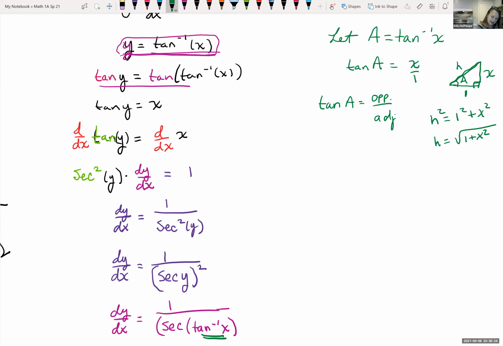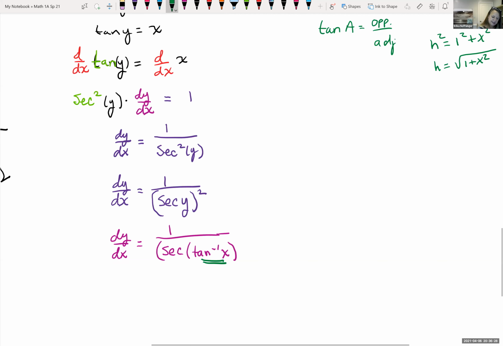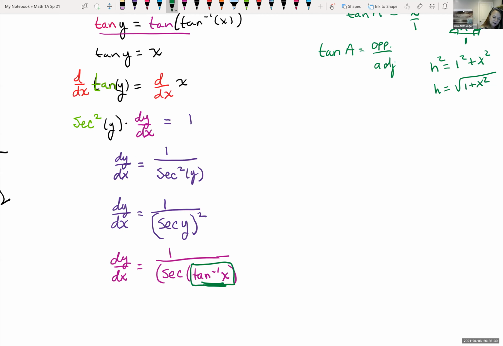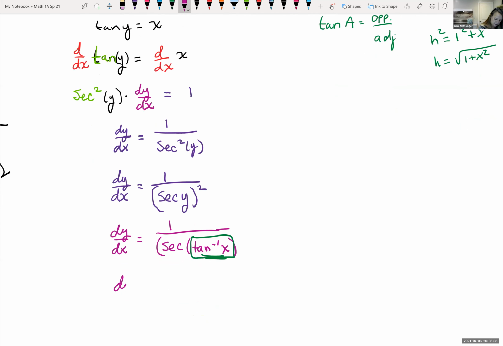And so I can go back in here. I can rewrite what tangent inverse of x is. That's just my value of a. So I'm going to rewrite this dy dx is equal to 1 over secant of angle A.